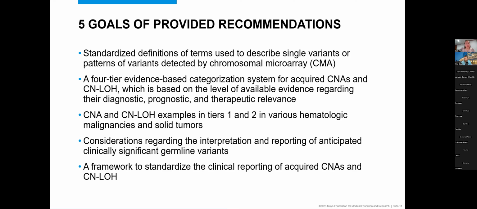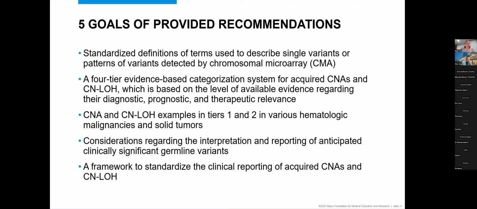So this was one of the goals of this group, and they have a very long list of what terms should be used when talking about somatic variants. So instead of absence of heterozygosity, which should be reserved for hereditary findings, we should use loss of heterozygosity. Things like that are all defined in this paper.